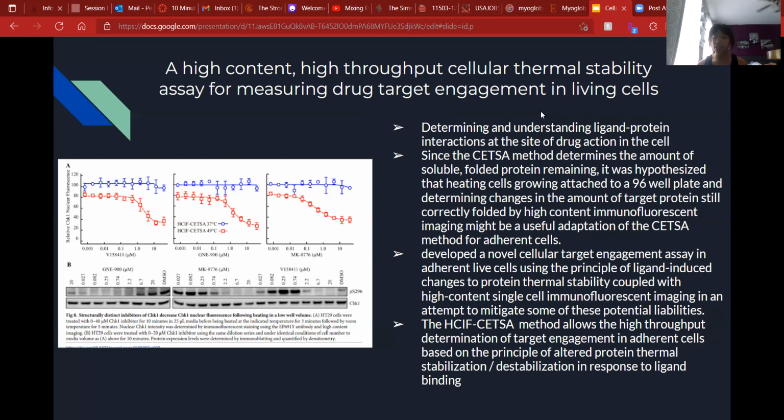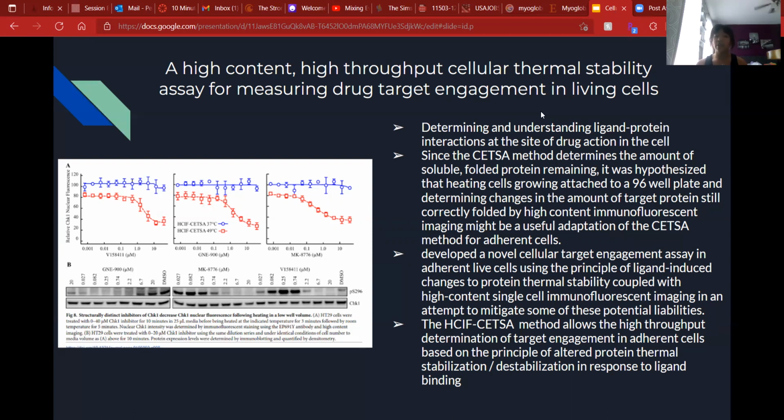And they found, in relation to the standard CETSA method of heating cells using PBS immersion, that it caused cell damage to the CHK1 and required them to use the V158411 inhibitor to prevent that. The new method of covering the cells in PBS and sealing the plate and then heating by immersion in a preheated water bath did not alter the CHK1 nuclear fluorescence, so it made the inhibitor not necessary.